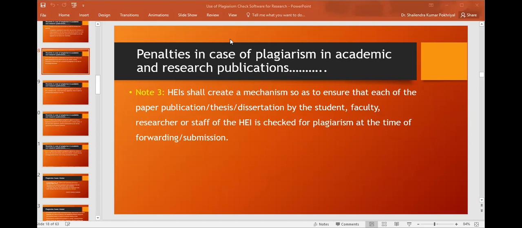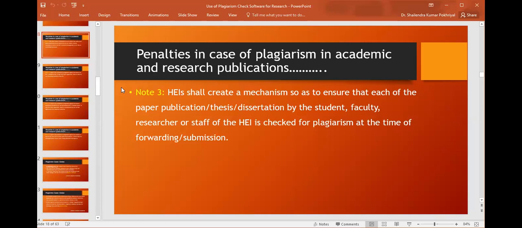So what happens? The HEI shall create a mechanism, right? How to check plagiarism before submission. Any kind of dissertation, paper publication or thesis, when the scholar submits to the university or institution, the university or institution needs to create a mechanism so that once the thesis is checked, verified and certified that it is free of plagiarism, then only will the scholar be allowed to submit the thesis or dissertation.